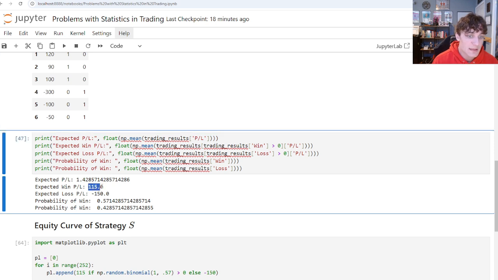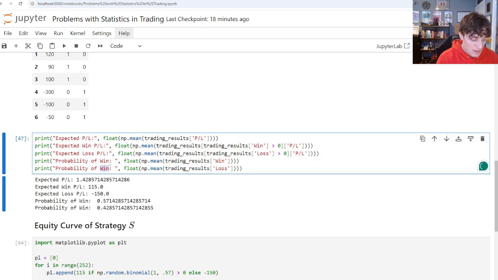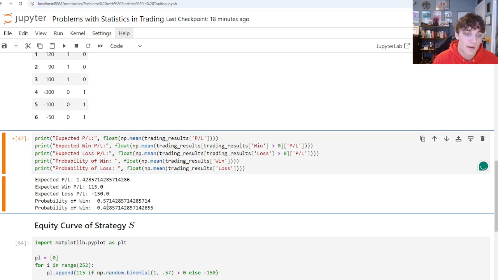So the expected P&L when I win is 115. The expected P&L when I lose is minus 150. The probability of a win is 0.57, roughly. And the probability of a loss is 0.43, roughly.